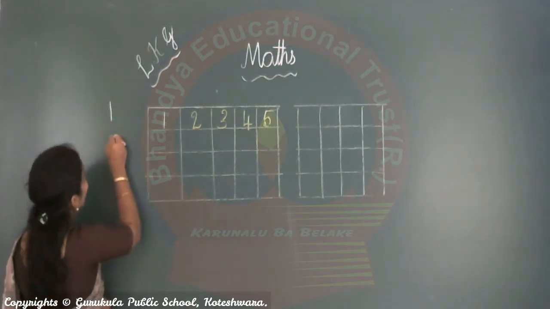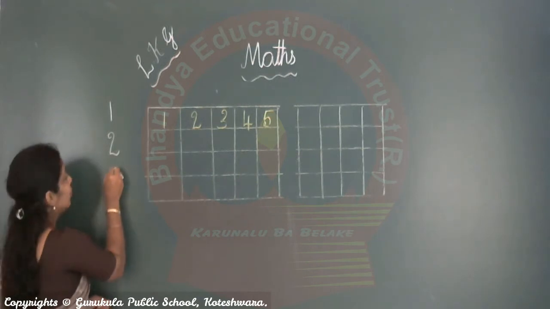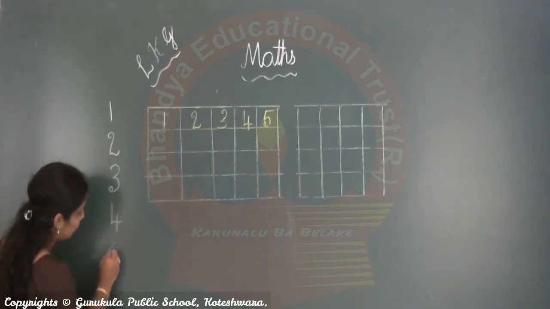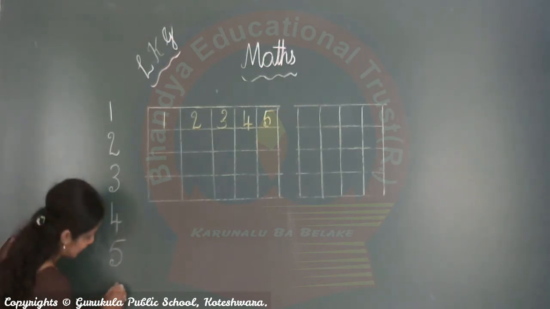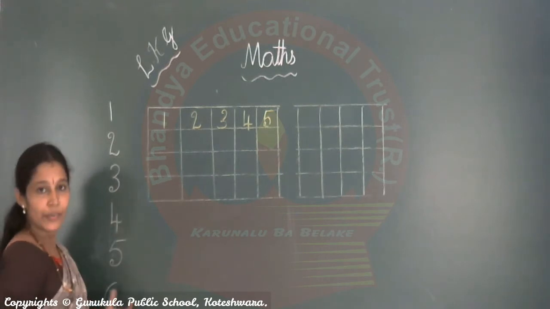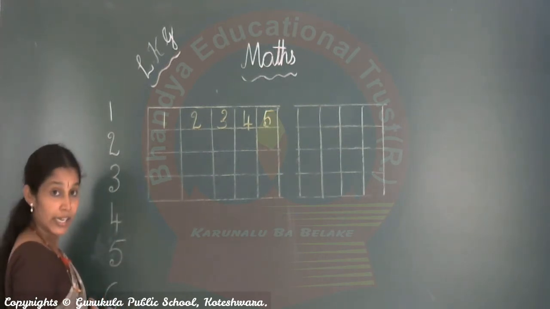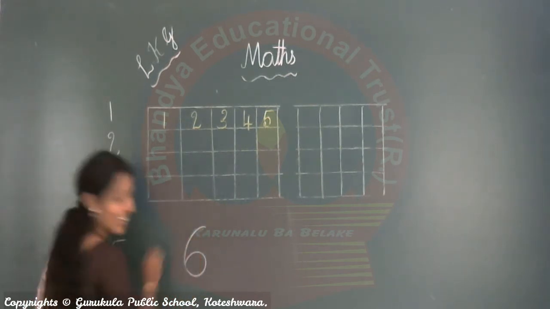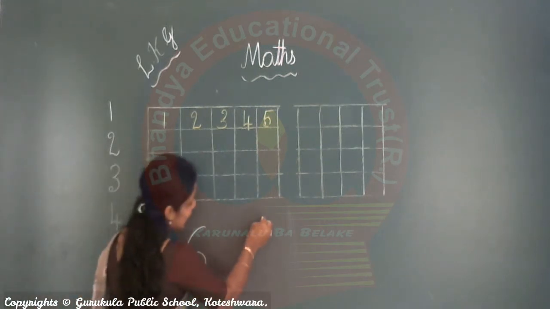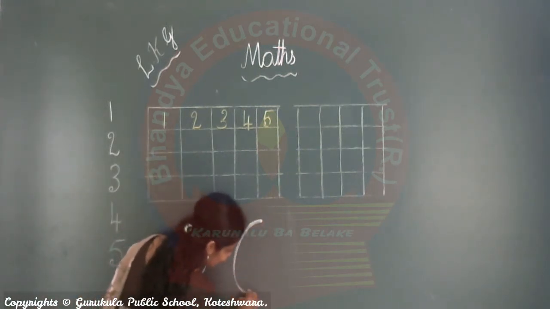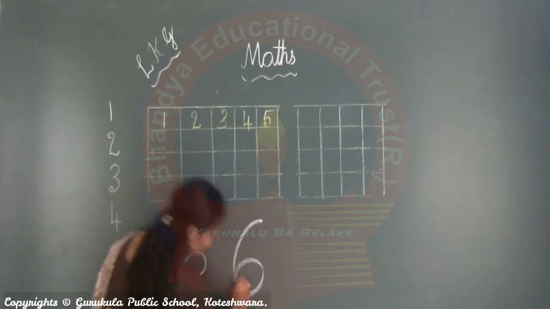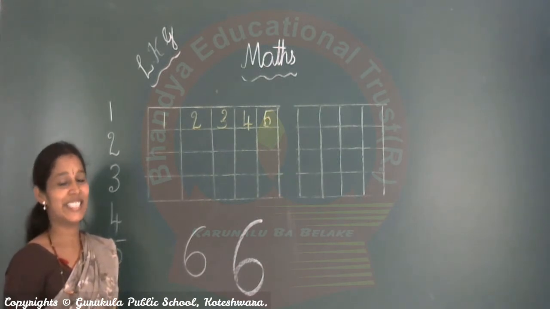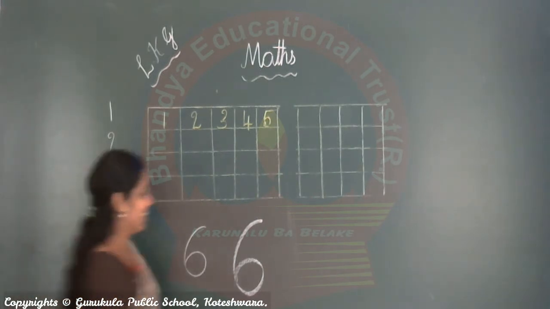1, 2, 3, 4, five, six, right? Today you all are writing number 6. See? Take a round. Come in. 6. How to write 6? Take a round. Which number is this? 6. Right? Which number is this?